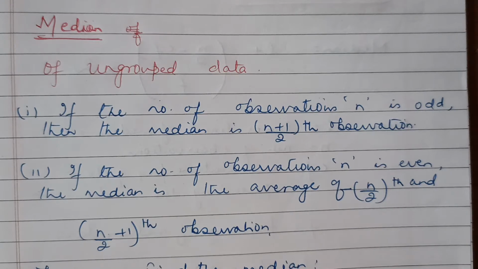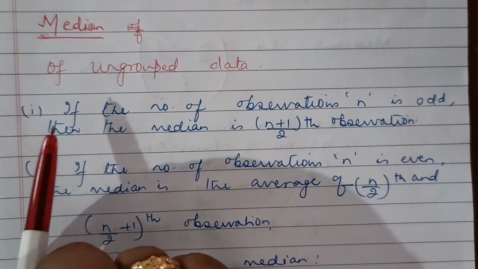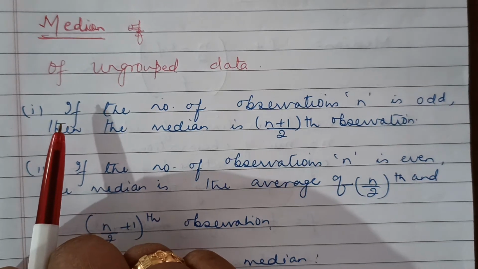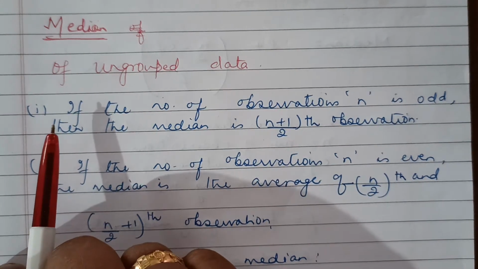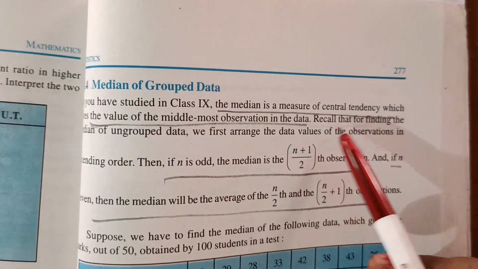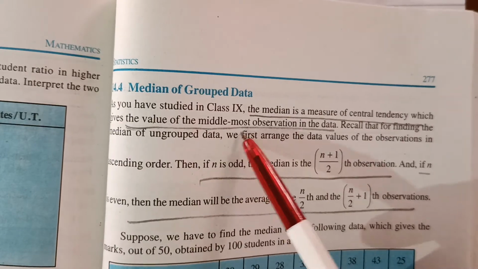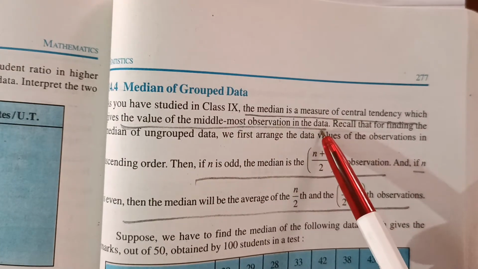We all have studied mean and mode. Now let us study median. Now what is median? How to find out median? Median is a measure of central tendency which gives the value of the middlemost observation in the data.